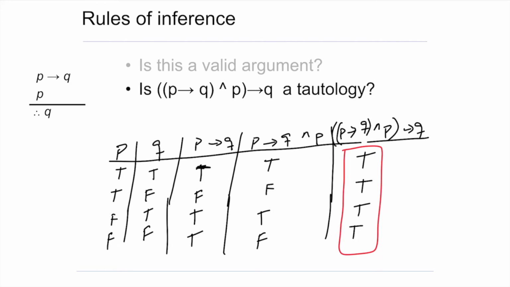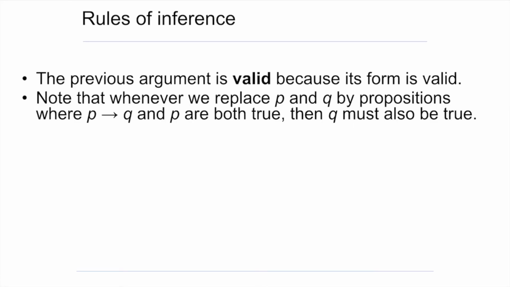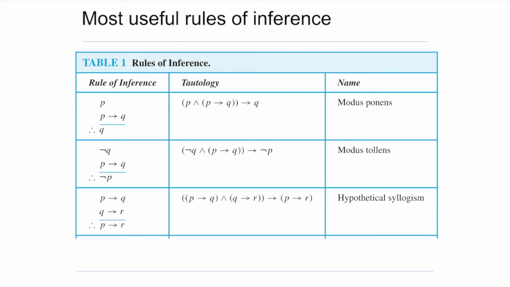So, do we have to do this all the time? Not really, because there are some forms that are already proved and then we can use them. So the previous argument is valid because its form is valid. It doesn't matter what propositions we use to replace P and Q. If P implies Q and P are both true, then Q must also be true. So we don't have to do what we did in the previous example all the time to prove that the form of the argument is valid.